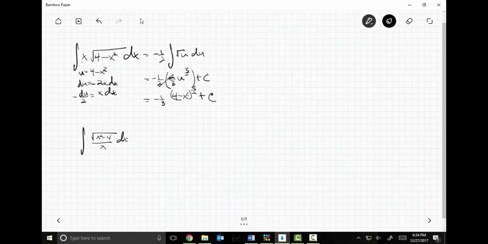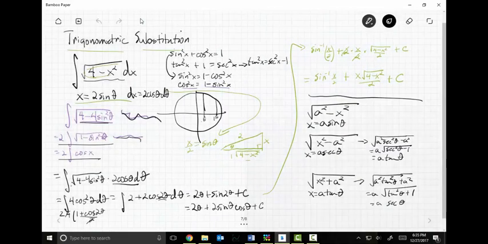But the problem is if I let u equal x squared minus 4, when I take the derivative, I end up with a 2x. I don't want a 2x dx. I want a dx over x. Crud. Guess what? I have to use a trig substitution. The question is, which one? Well, let's double back and see what happens. Okay, I have a squared minus x squared, x squared minus a squared, x squared plus a squared.